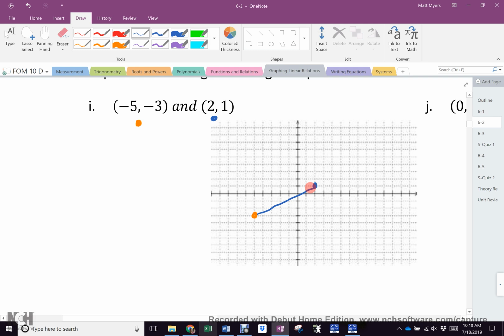Now, since it's on the graph, if I want the slope, all I have to do is count. Rise, 1, 2, 3, 4. I went up 4, so is that positive or negative? Positive. And I went 1, 2, 3, 4, 5, 6, 7 to the right, which is also positive. So the slope here is rise 4 divided by 7, run.